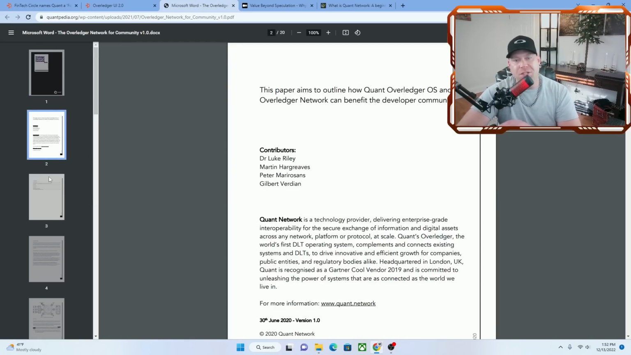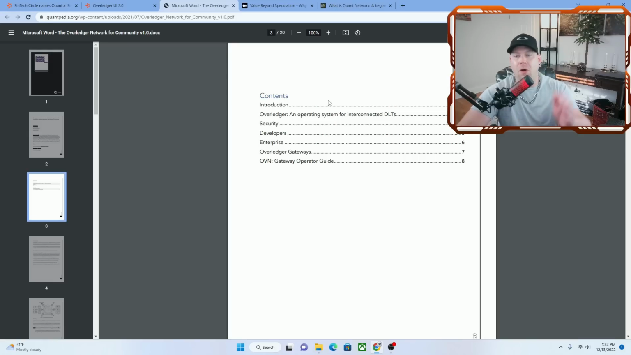The white paper is huge, and it's a great read. If you want to go over and read the white paper, I'm going to put all of this in the video as well. The introduction, the Overledger, an operating system for interconnected DLTs, security, developers, enterprise, Overledger gateways, and OVN gateway operator guide. Everything the developer is going to need to know and how to get started in the Quant network.